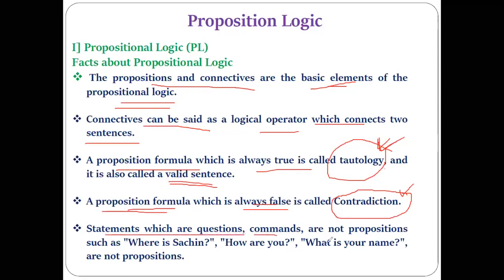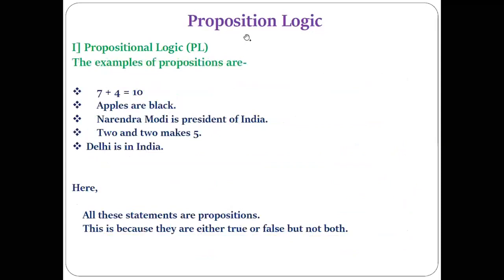Statements which are questions or commands are not propositions, such as: where is Sachin? How are you? What is your name? These are not propositions, as we have already discussed. Let's see some more examples related to propositions. For example, a mathematical sentence like 7 plus 4 is also a proposition. It can be true or it can be false. At this stage, it is false. Apples are black. This is also a proposition. It can be true, it can be false. Narendra Modi is the president of India. This is also a proposition.